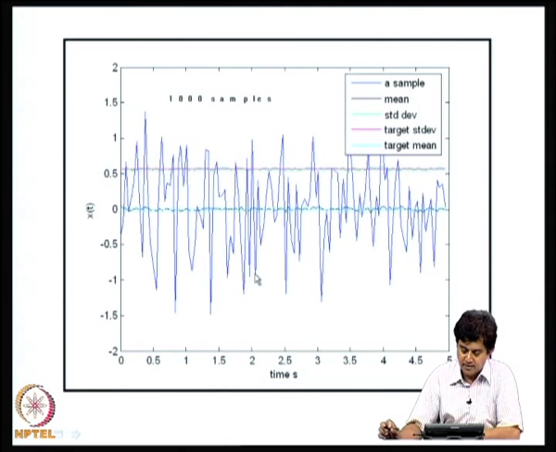So, if I do that, one of the samples that I got is shown here, blue line. This is a sample and 1000 such samples were obtained and the ensemble mean and standard deviation were computed. So, you see here the target mean is 0 and the black line that you see hovering around 0 is the simulated mean, and the pink line is the target standard deviation, and the green line that is fluctuating about this is the simulated standard deviation. So, things look quite okay.